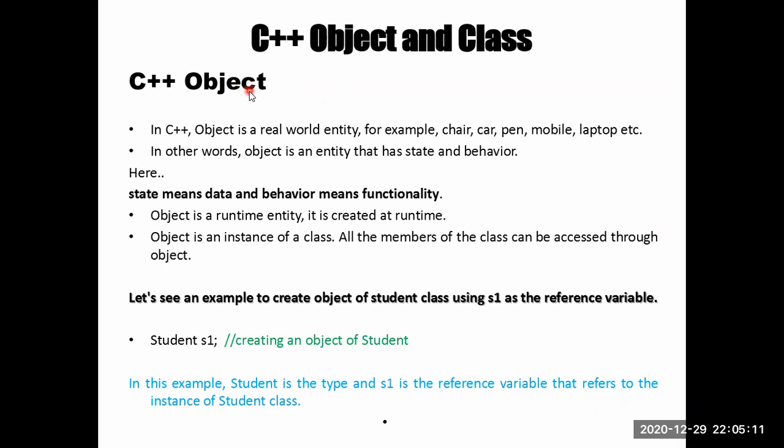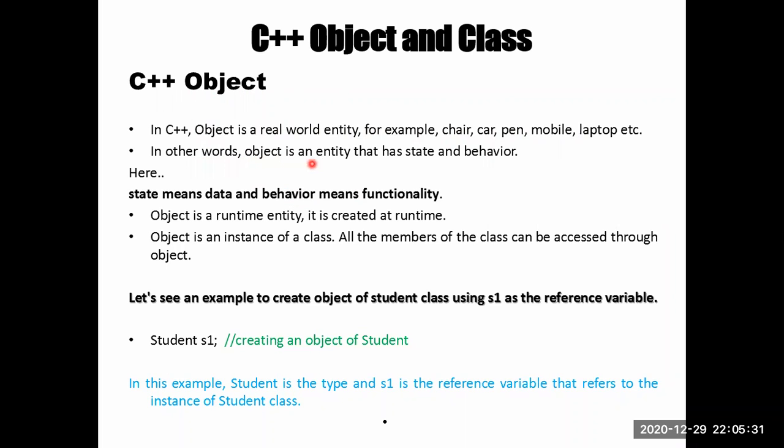So here, a C++ object is nothing but... So we're going to see the definition. An object is a real world entity. There are certain examples: chair, car, pen, mobile, laptop, etc. All these come under real world objects. Again, in this object, what are the things that will be there?